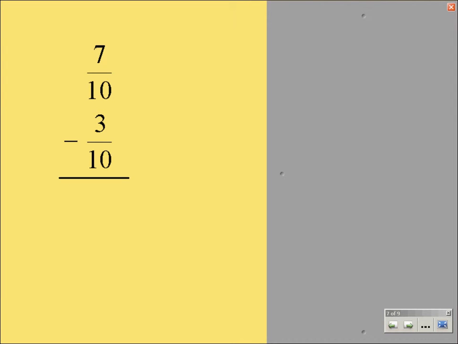Here we have 7/10 minus 3/10. In this particular problem, we're fortunate in that we have the same denominator. So we're just going to bring the denominator down, and we're going to subtract the numerators. 7 minus 3 is 4.